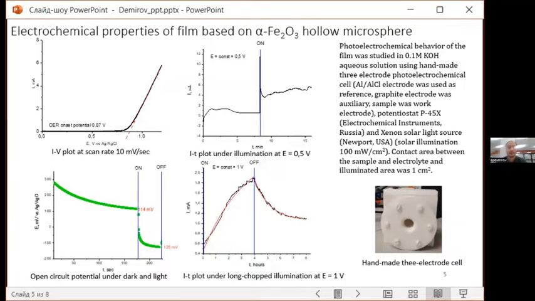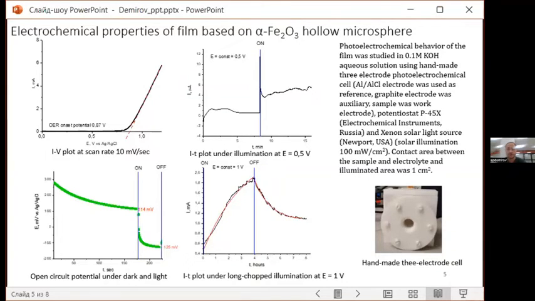So this slide shows the potentiodynamic curve taken in the dark, open circuit potential change under illumination, and chronoamperometric values at constant potentials taken under periodic illumination of the sample. As can be seen, the oxygen evolution reaction onset potential for this sample is about 0.9 volt, which is lower than similar photoanodes based on hematite.